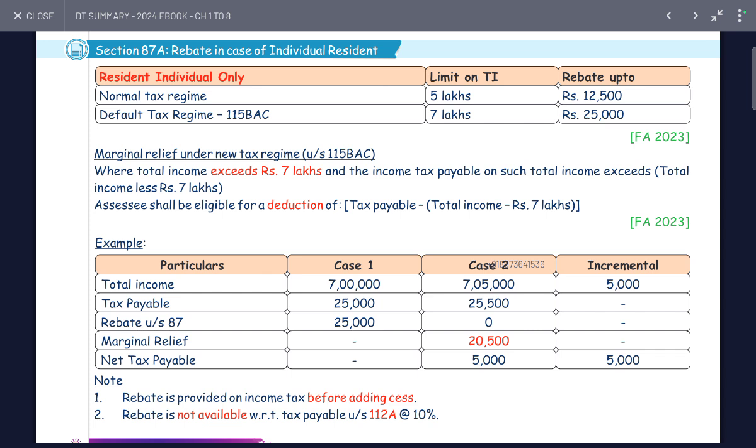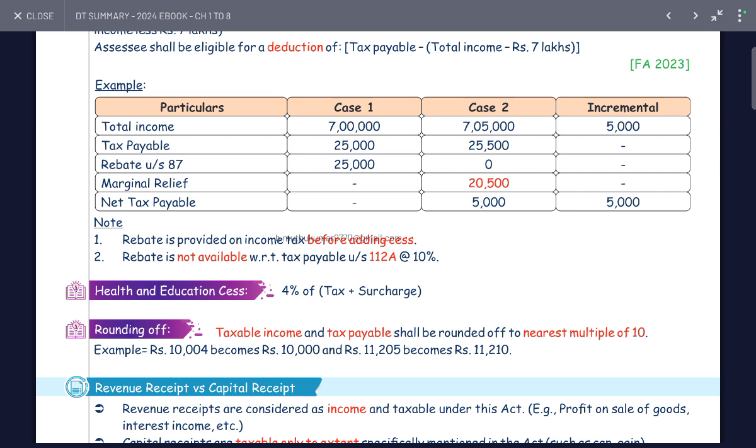The marginal relief under the new tax regime, section 115BAC, applies when the total income exceeds 7 lakhs. When the total income exceeds 7 lakhs and the income tax payable on the total income exceeds the amount by which the total income exceeds 7 lakhs, the assessee shall be eligible for reduction of the tax payable by the excess. Example: total income is 7 lakhs, tax payable 25,000. In the case of 7 lakh 5,000, tax 25,500, and marginal relief is 0; rebate is 0, marginal relief will give 27,500, and tax payable is 5,000, incremental 5,000.